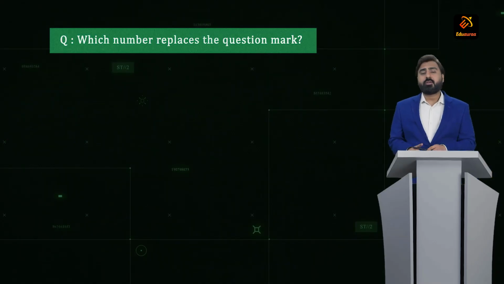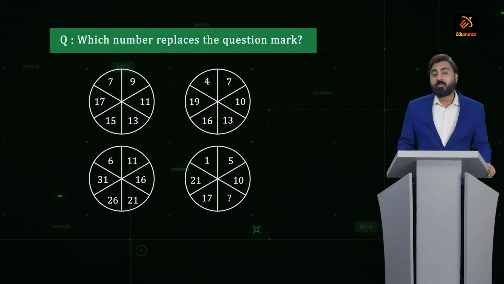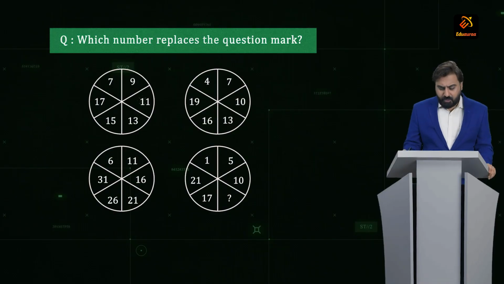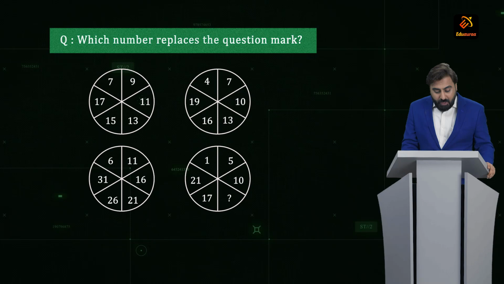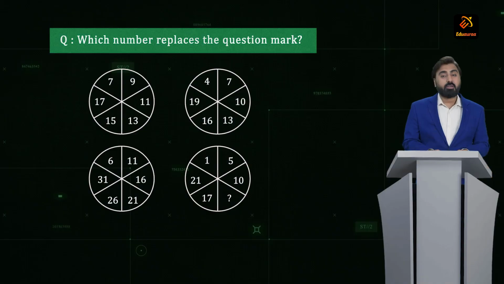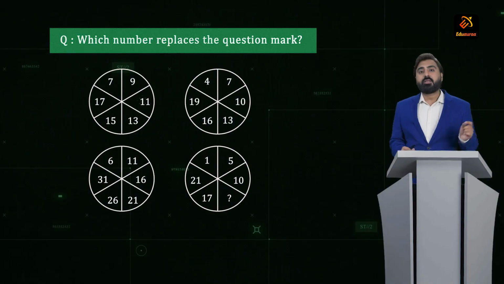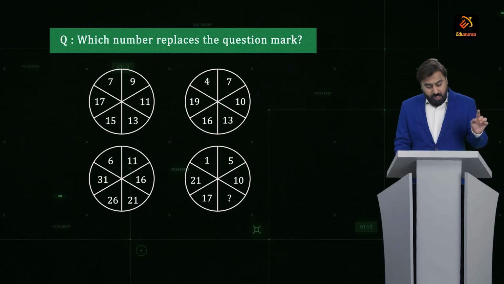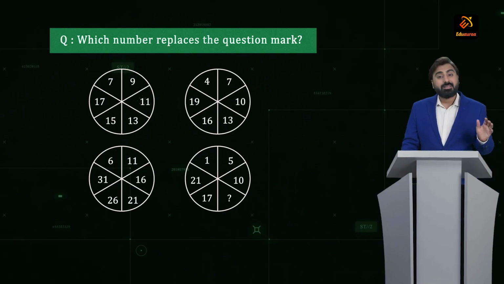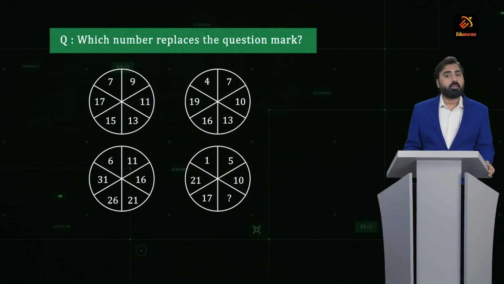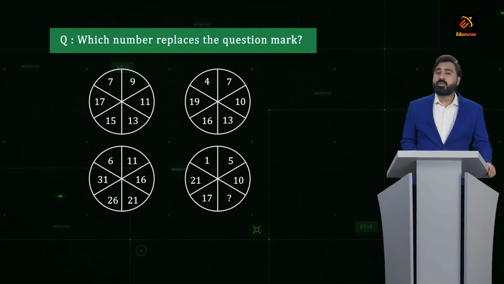So students, we are given one diagram here, and this diagram has 4 circles in it, where we are given different numbers. The first circle has numbers 7, 9, 17, 11, 15 and 13. The second circle has numbers 4, 7, 19, 10, 16 and 13. The third circle has numbers 6, 11, 31, 16, 28 and 21. And the last circle has numbers 1, 5, 21, 9, 17 and that missing number. So we are supposed to find this missing number.